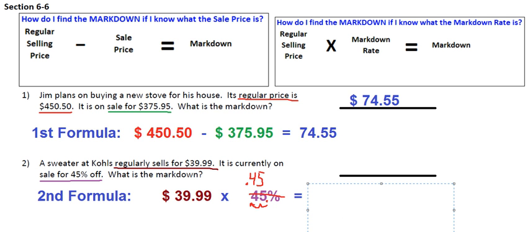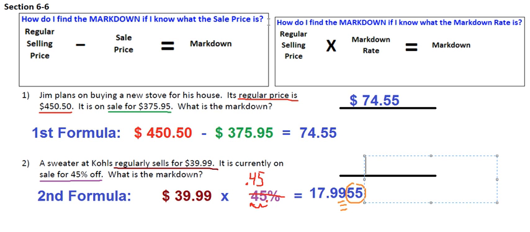Now be careful, because when you type it into your calculator, you might get a number that looks like this. That's not the correct answer. You have to round it to make it look nice. And when you're rounding it, you'll notice that these 5s are going to cause that number 9 to go up 1. And it's just going to create this domino effect where this number ends up being rounded to $18 even. If you buy that sweater at Kohl's, you're going to save $18. So we've looked at both types of formula.